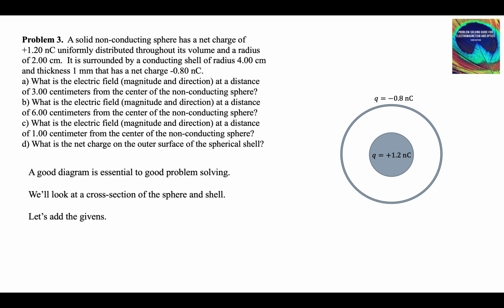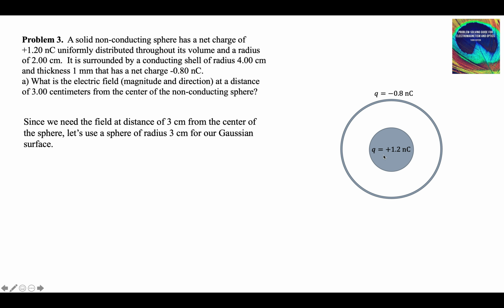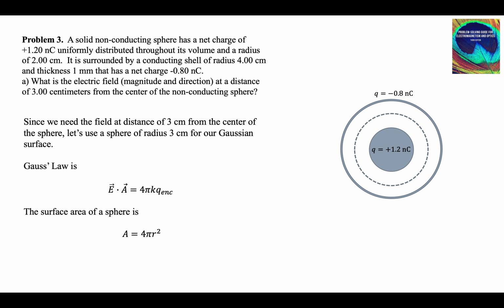Part A says, what's the field at a distance of 3 centimeters, which is right between the solid non-conducting sphere and the shell. If we need the field there, let's put a Gaussian surface there, and remember these are spheres, not cylinders. So there is a sphere of radius 3 centimeters. Gauss's law, E dot A is 4 pi k q enclosed. There's only one surface on a sphere. The surface area is 4 pi r squared. The field lines are hitting the sphere at right angles everywhere, so E dot A is just E times A.